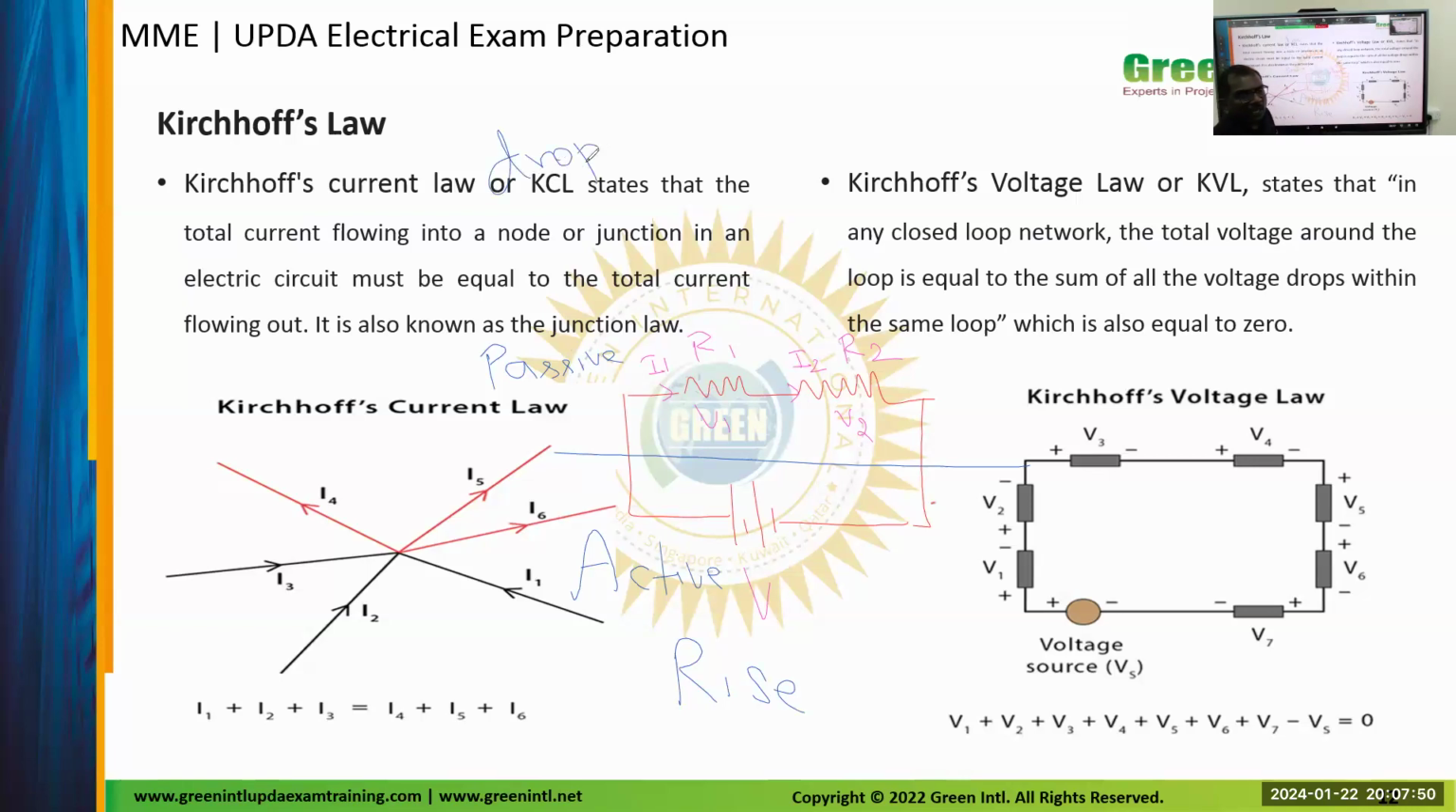So by Kirchhoff's voltage law, in a closed circuit, voltage rise is equal to voltage drop. What is the voltage rise? V. What is the voltage drop? V1 plus V2. Just for understanding, I say V rise is equal to V drop, but mathematically we say the sum of the voltage rises is equal to the sum of the voltage drops.